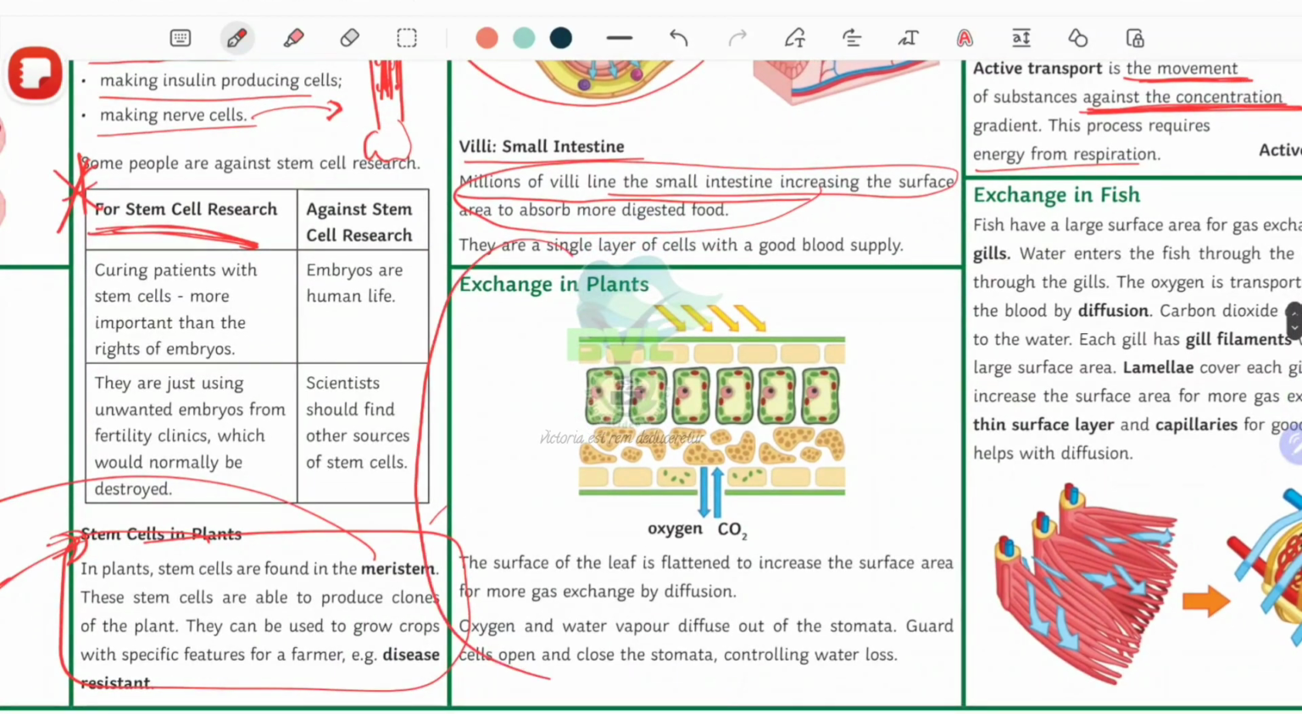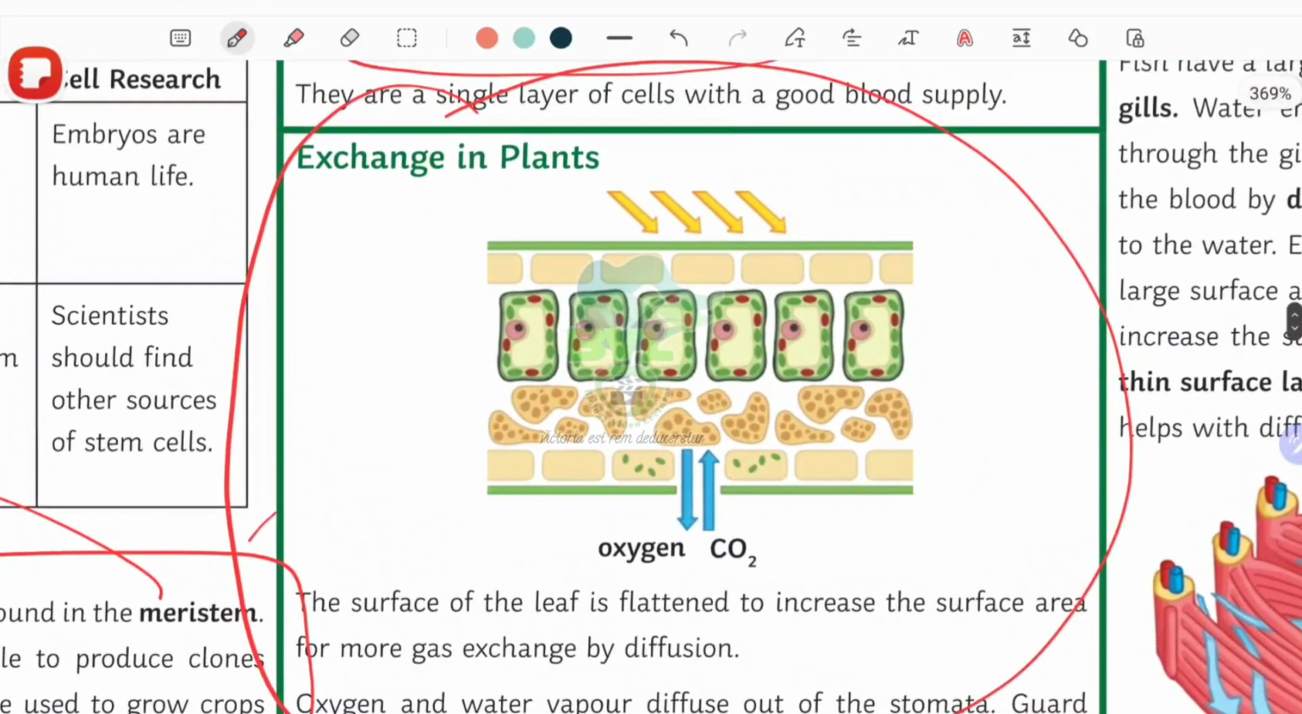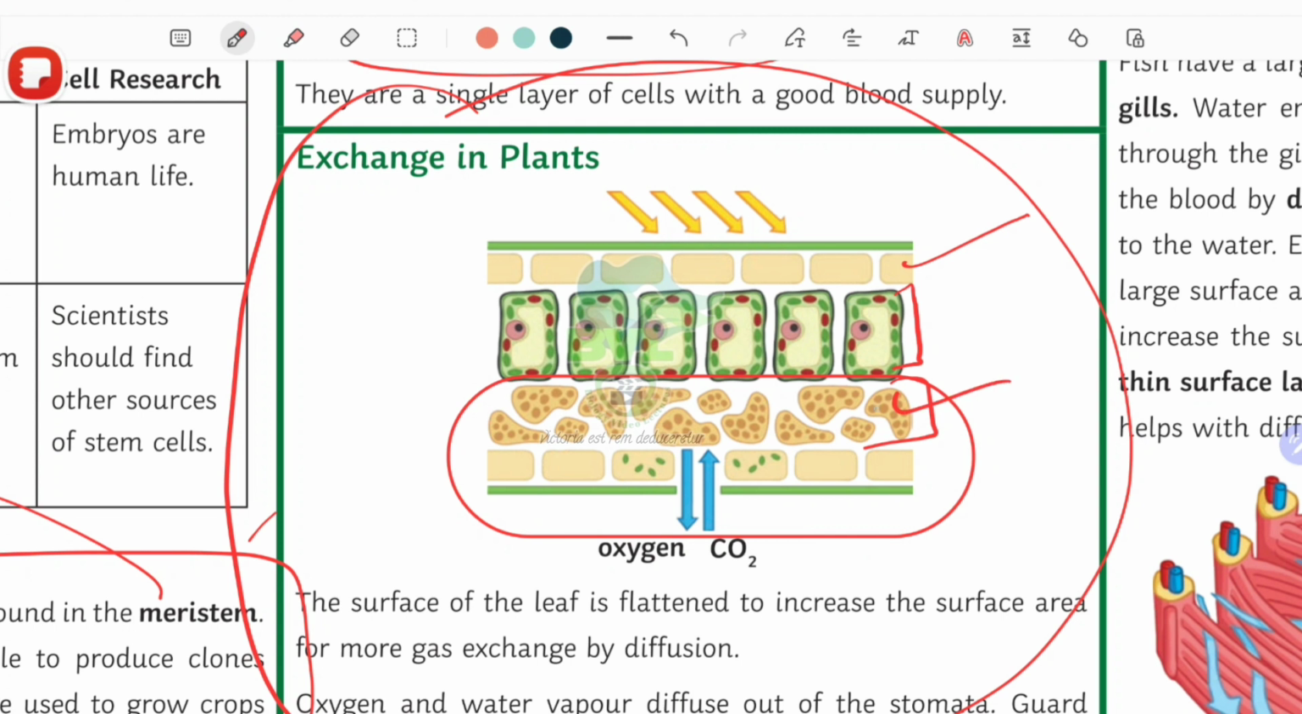The next thing here is gas exchange quickly in plants. You should know that this is a section of a leaf. This is your upper epidermis. This is the palisade mesophyll. This is your spongy mesophyll. Our focus is on this part, which is spongy mesophyll. Why? Because it has air spaces in between that.